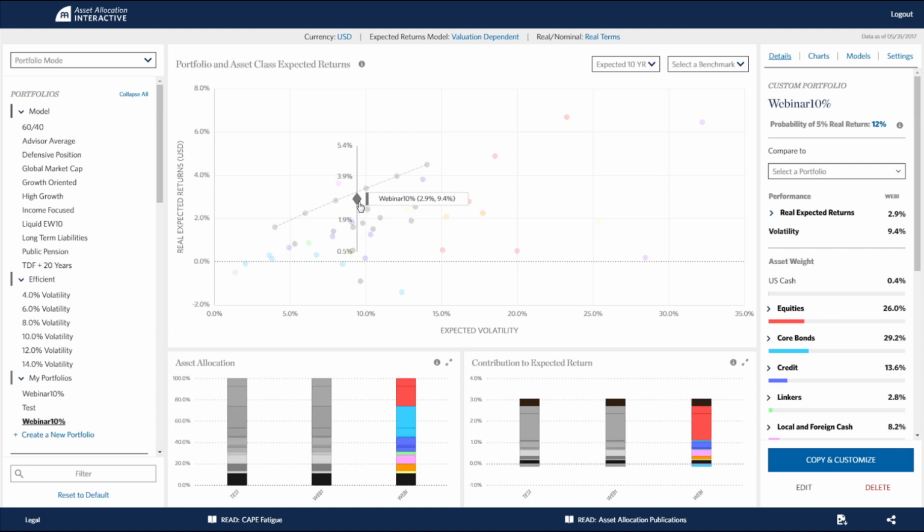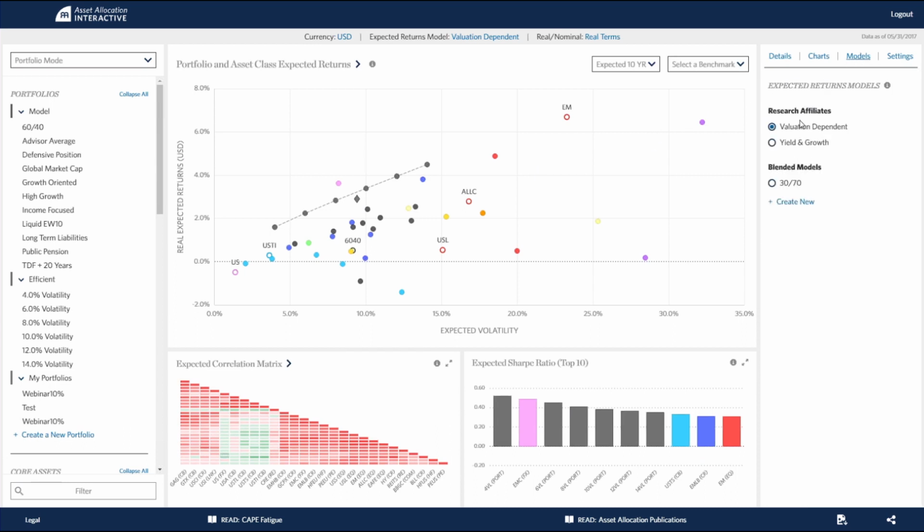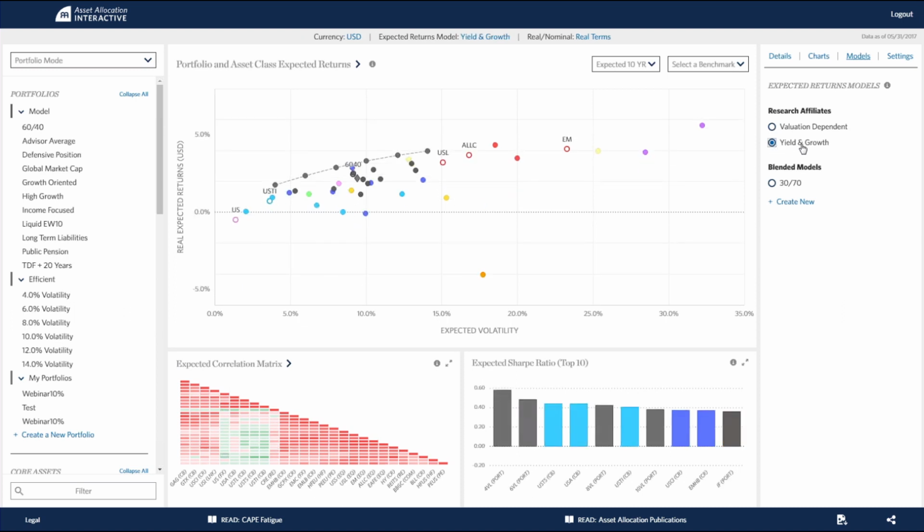So I'm going to go ahead and just turn off our portfolio here to go back and show everything. And if I go into models here, in addition to our valuation dependent model, we have another alternative, which is yield plus growth. Many investors are familiar with this as being called the Gordon growth model, as it's most famously known. And if I click that, we can see that now we can look at assets minus their valuation change or minus mean reversion.